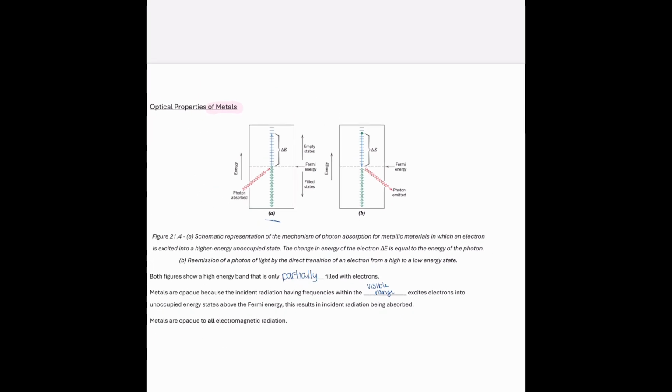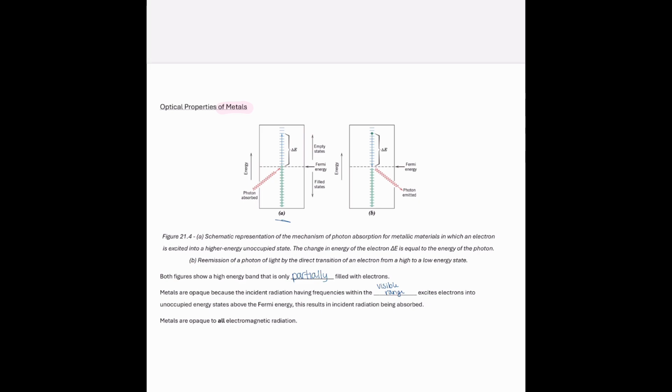And it excites electrons into these unoccupied energy states above the Fermi energy. So back to the diagram. See this line here? That is the Fermi energy line. And so the electrons get excited above it by however far, and that is our change in energy, or delta E.